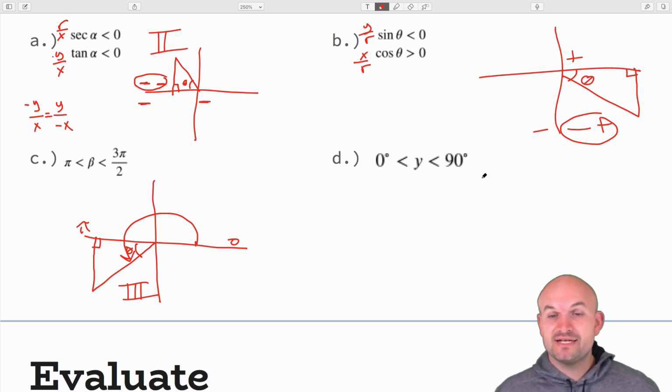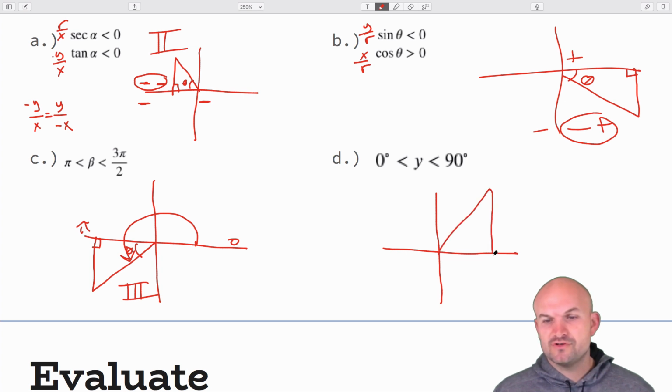And then last but not least, we have 0 is less than y, which is less than 90 degrees, which is going to give me a triangle here in this first quadrant. Here's 0, there's 90 degrees, and there's your y.